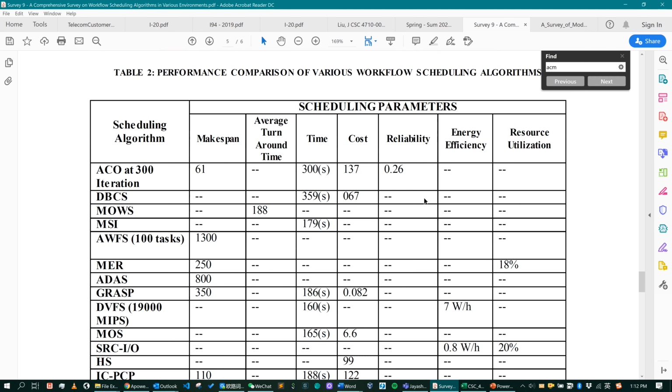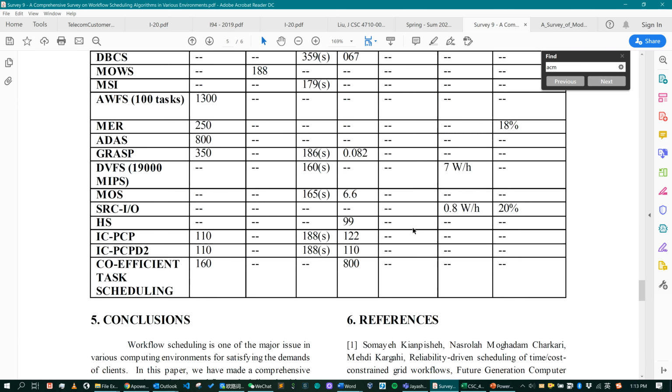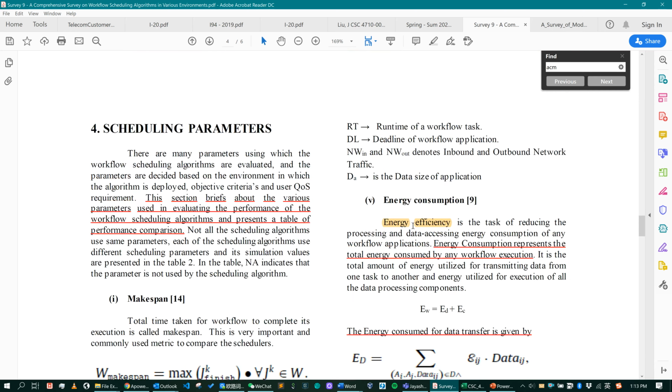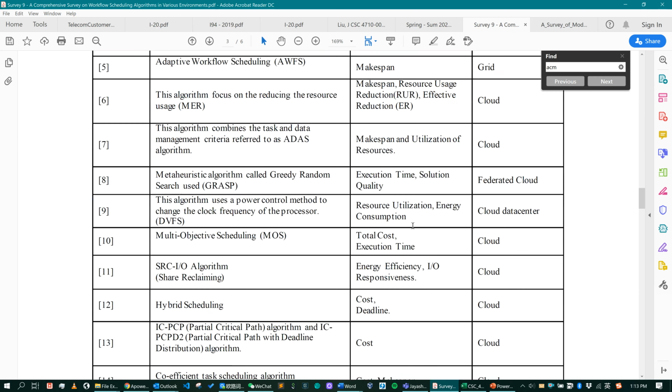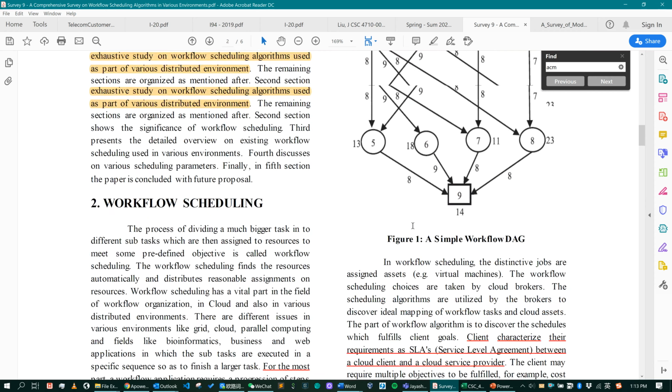So they also list a table that compares each algorithm in terms of the scheduling parameters. I hope to point out two things. One is what I like about this survey, and one is what I dislike about this survey.